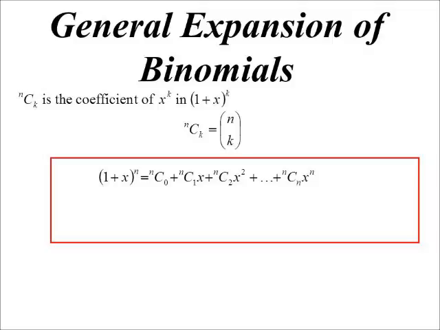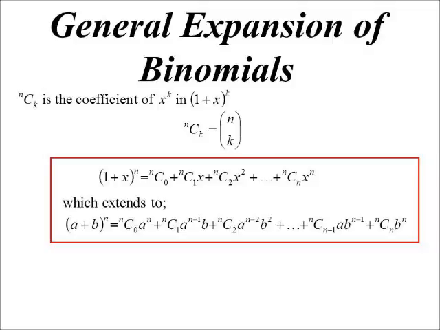Now, of course, 1 plus x limits us a bit. So if we now change it to just be a and b and generalise it a bit more, then that idea of, okay, whatever the first one is, that's going to start at the power of n. And so a starts at the power of n. And then as we go along, the powers of a will go down by 1, the powers of b will go up by 1, but the two powers will always add to be the same.